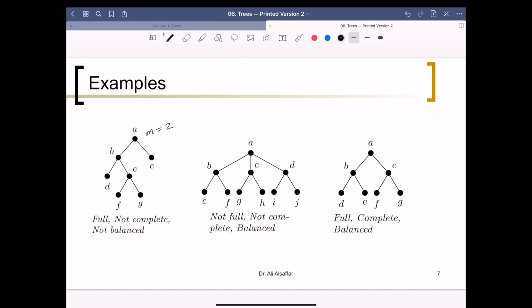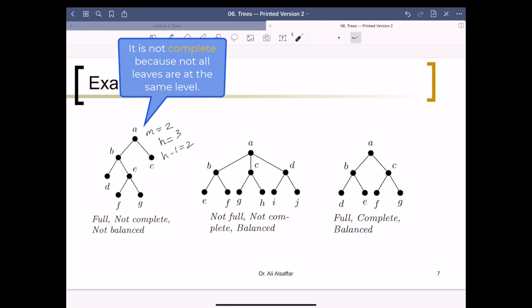Now why is it not balanced? We need to find the height. The maximum level is 3, so the height is 3, and h minus 1 is equal to 2. Now we need to check every leaf. This leaf is at level 1. It's not at level 3, it's not at level 2, so this is why it is not balanced. And if you look at the tree, it is going on one side, to the left side.